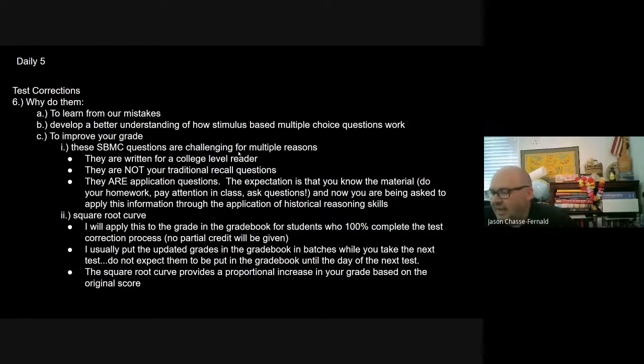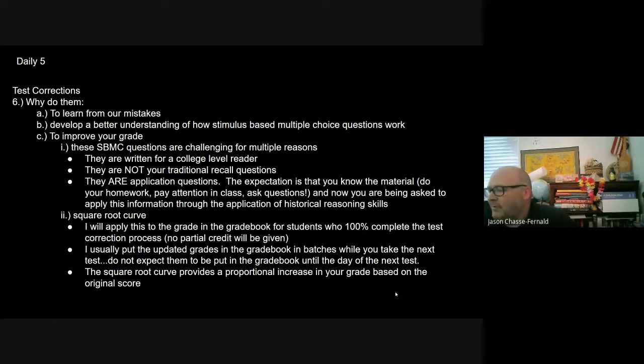So they are challenging. And because they are challenging, probably more challenging than any other multiple choice question you've ever had in the past, I curve them initially. So what's in the grade book is already curved. And then I allow a second curve, and I apply this for students who 100% complete the correction process, no partial credit to be given.